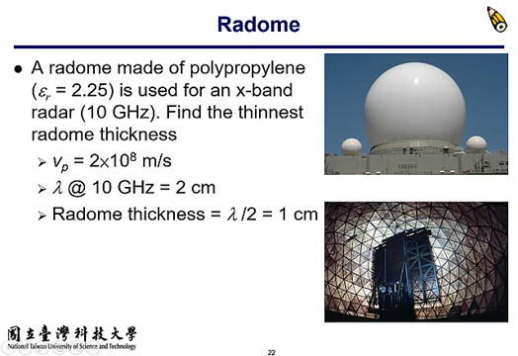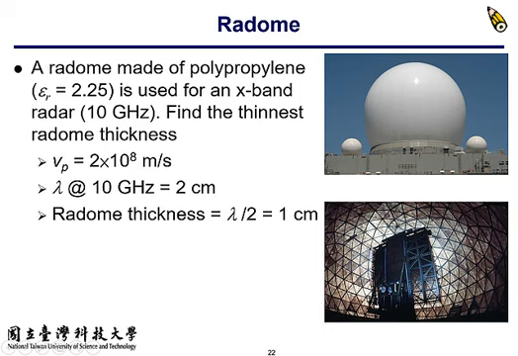So substitute the given condition, that is epsilon r equals 2.25, which ends up with a propagation velocity of 2 times 10 to the 8th, because propagation velocity in free space is 3 times 10 to the 8th, and the square root of 2.25 is what? It is 1.5. So you only have 66% of the propagation speed in free space. It's 2 times 10 to the 8th.